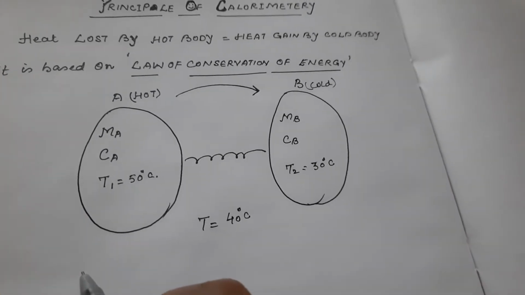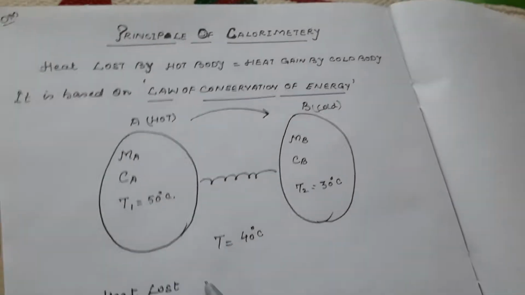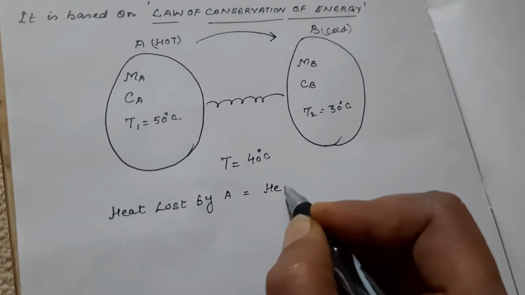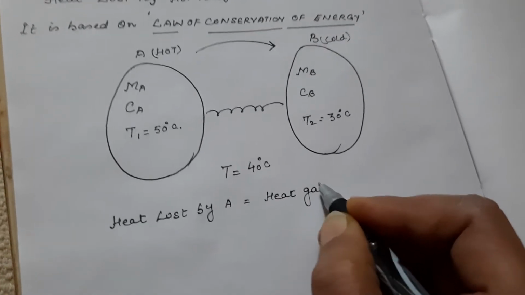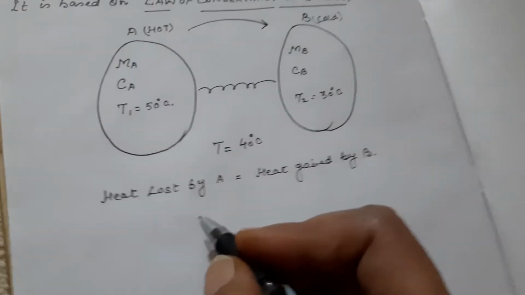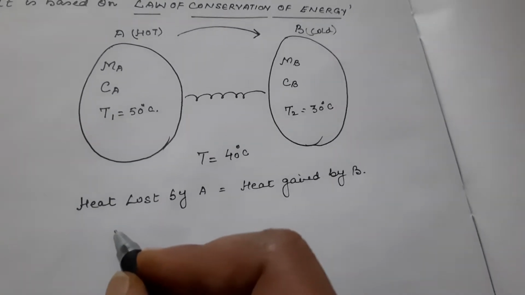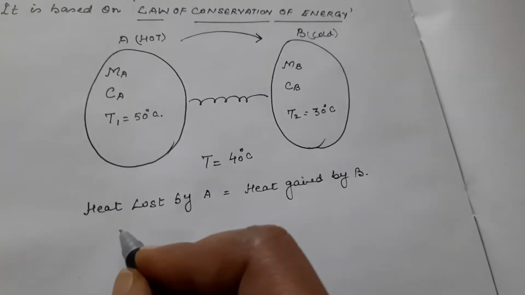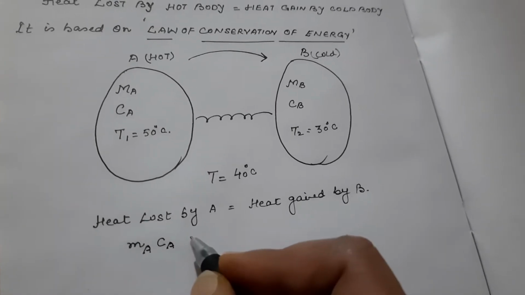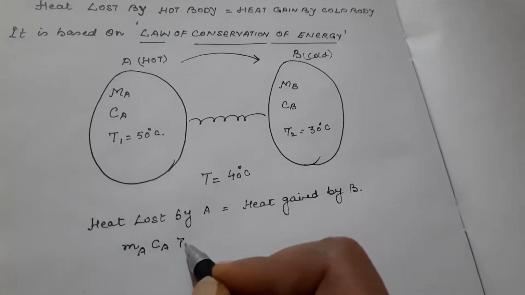How will we find this out? According to the principle of calorimetry, heat lost by A is equal to heat gained by B. Maybe we will find out the heat loss or maybe the heat gain. In case of changes in temperature, our formula is mc delta T. So we require the mass of A, specific heat capacity of A, and delta T, the change. It reaches from 50 to 40, meaning T1 minus T.